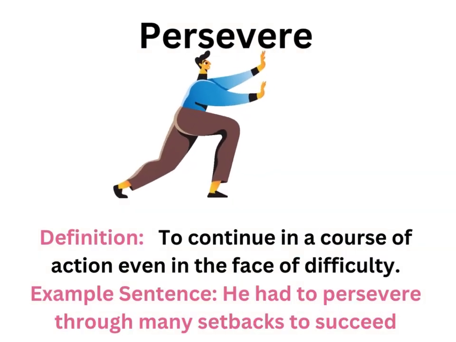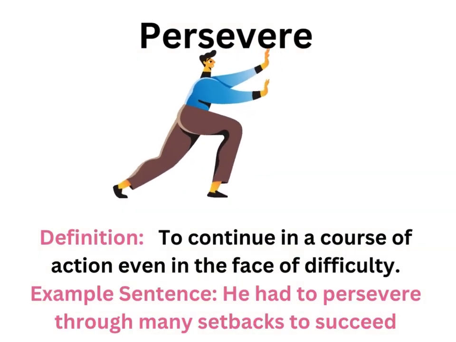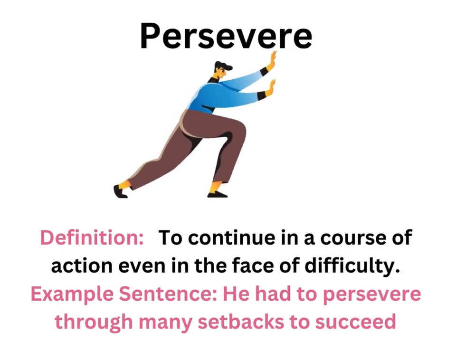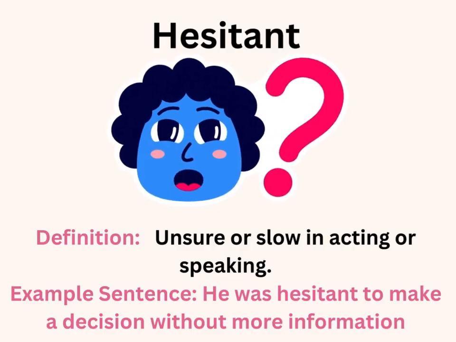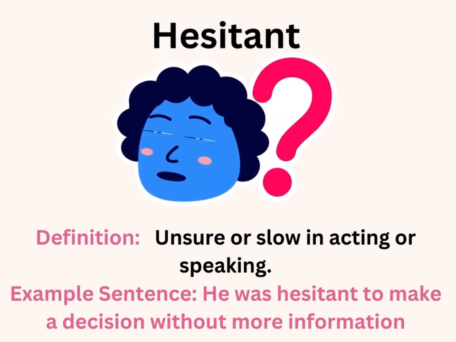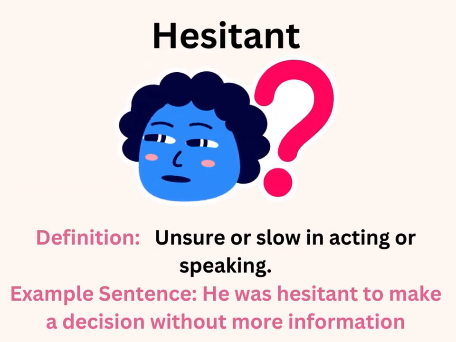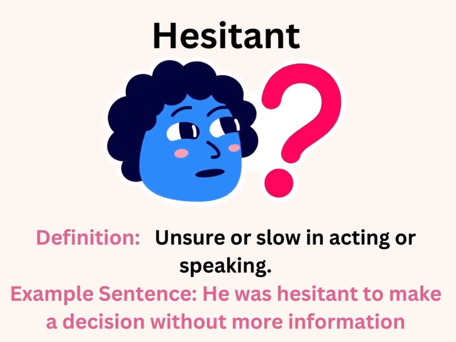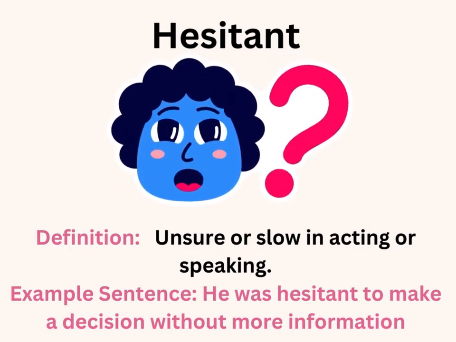Persevere. Definition: to continue in a course of action even in the face of difficulty. Example sentence: he had to persevere through many setbacks to succeed. Hesitant. Definition: unsure or slow in acting or speaking. Example sentence: he was hesitant to make a decision without more information.